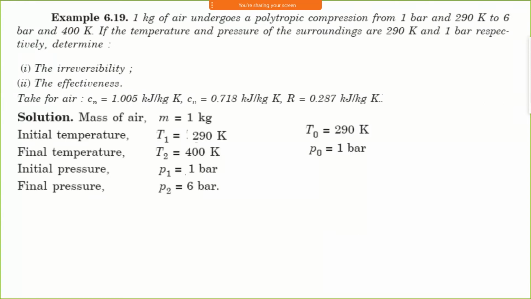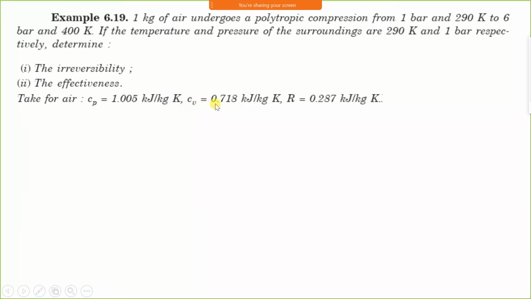The given data in this problem: the specific heat at constant pressure is 1.005 kilojoule per kg Kelvin. Specific heat at constant volume is 0.718 kilojoule per kg Kelvin, and R, the characteristic gas constant of air, is 0.287 kilojoule per kg Kelvin. In this problem, this data is given. If this data is not given, we have to assume, because these are the standard values.